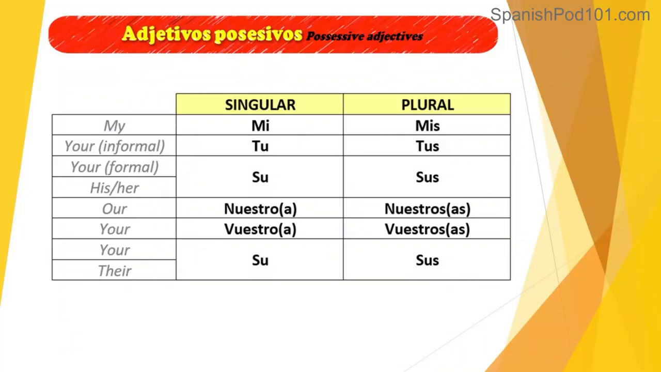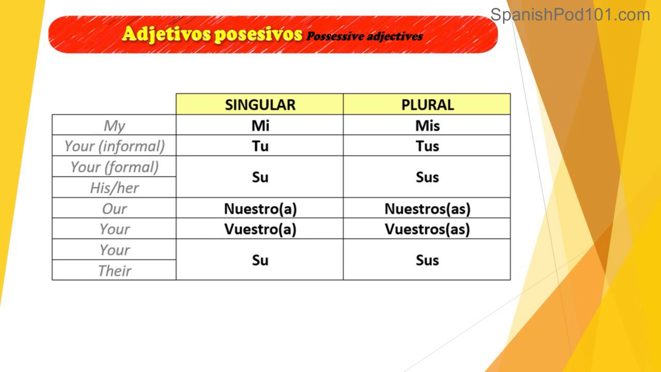Don't worry, we're going to talk about why we have a singular and plural in a minute. So going back to the possessive adjectives, we're going to say tu for singular and tus for plural. Then we're going to have your for the formal register, which is the same as to say his and her. Your formal will be singular su and plural sus. Su, sus.